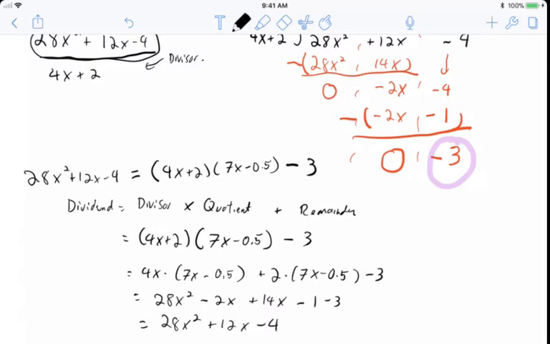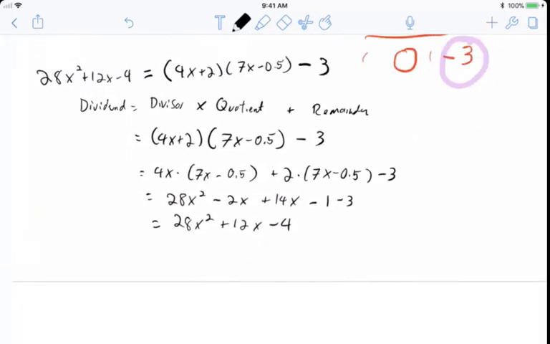Okay, so what was the point to all this? The point was that I wanted to be able to rewrite my improper rational in terms of being a mixed rational. How do I do that?